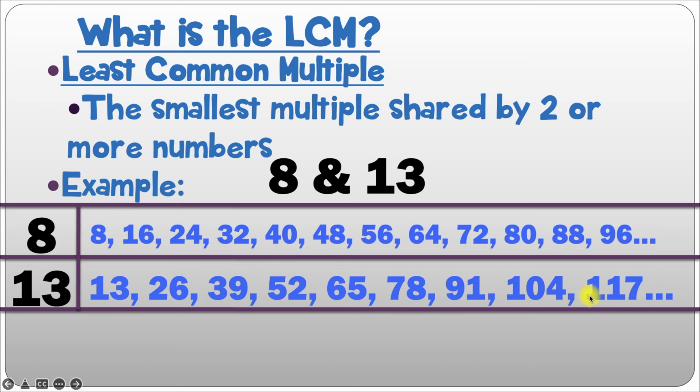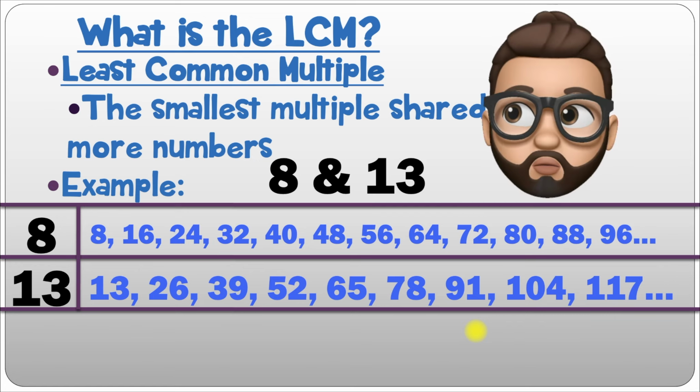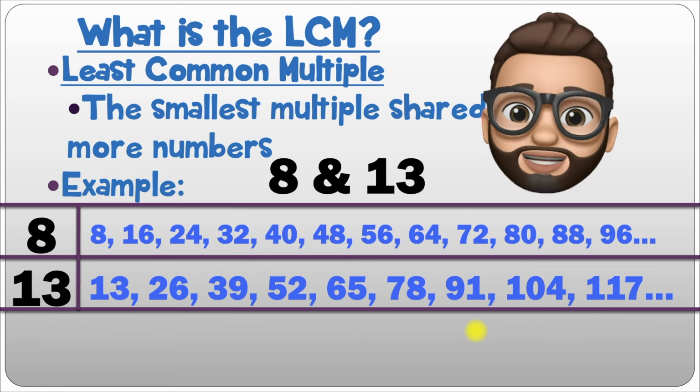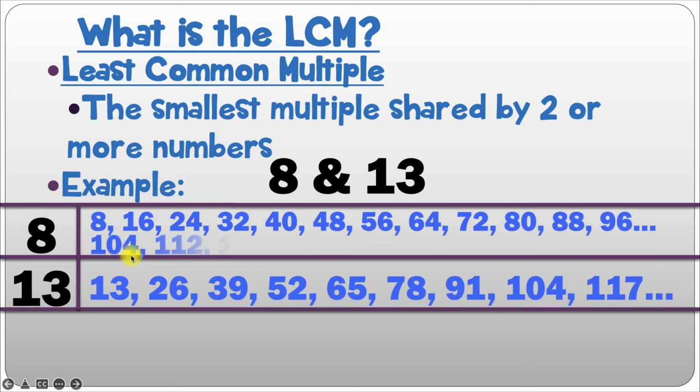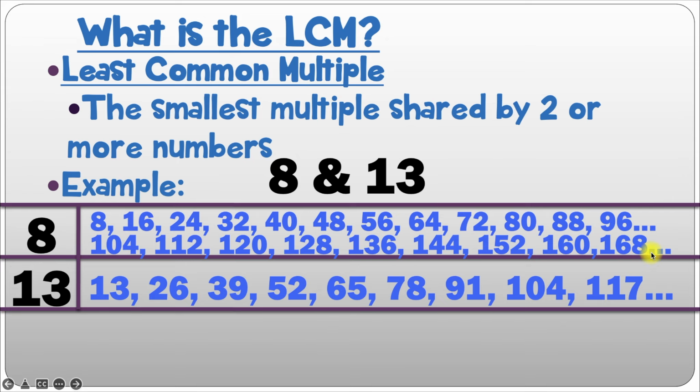Now here's the issue. Right now, I don't see any common multiples at all. So what do you think we should do? Let us know in the comments below. Well, whenever this happens, we should take our smaller multiple and keep going with the multiples. So we're going to take the multiples of 8, and let's move this up and keep going. We've got 104, 112, 120, 128, 136, 144, 152, 160, 168. That is a lot of math. But it turns out that with that extra row, we do have a common multiple, which is 104.